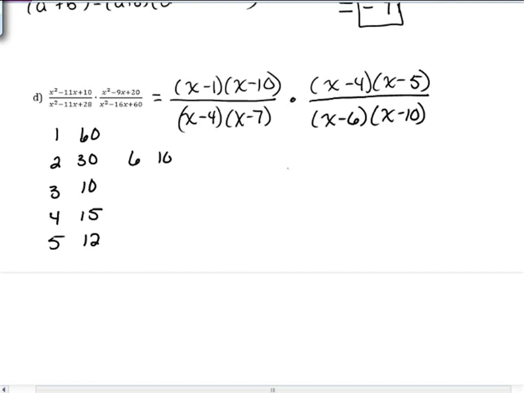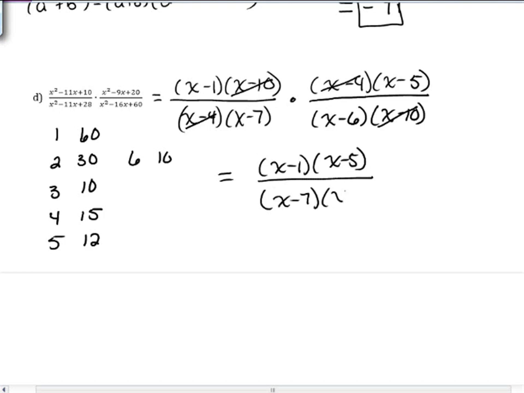Now we need to cancel whatever we can cancel. We have an x minus 10 on both top and bottom. We have an x minus 4 on both the top and the bottom. And then nothing else is on top and bottom. We only have the x minus 1 on top here. There isn't one on the bottom. There isn't an x minus 5 on the bottom, and then also there's no x minus 7 or x minus 6 on the top. On the top, we'll be left with x minus 1 times x minus 5, and on the bottom, we'll be left with x minus 7 times x minus 6.